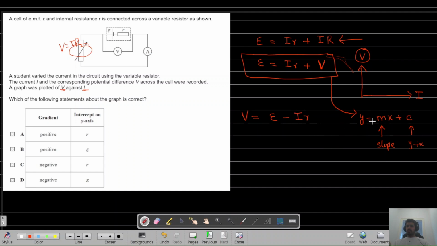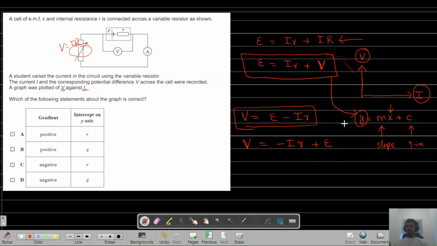Now you can see by comparing this equation with the equation of a straight line, that is y equals mx plus c, that x is the quantity that we want to plot on the x-axis, right? In this equation, if I ask you which quantity are we plotting on the x-axis, we want to plot I on the x-axis. So just to make it more similar, I will rearrange this equation. I'll write this term first, like this, minus I times r, and I'll write EMF here. Now, these two equations are exactly the same.